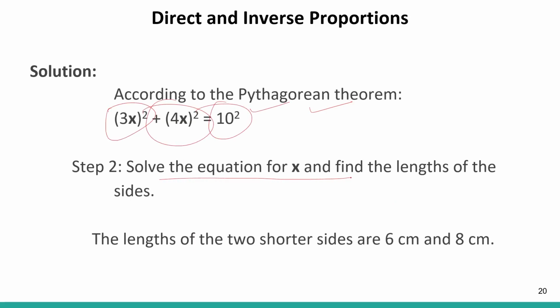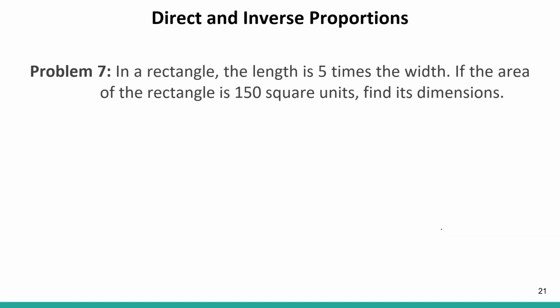So solving the equation for x and finding the length of the sides. The lengths of the two shorter sides are 6 centimeters and 8 centimeters, right? So this is the answer. That is, one side is 6 centimeters long and another side is 8 centimeters long.